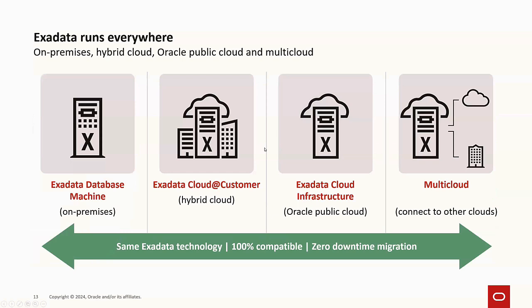So the first bit we'll look at is deployment. Exadata runs everywhere. If you want a fully on-prem environment, you can have a physical Exadata box put into your data center. If you want to have something physical but still leverage the cloud, then you can have Cloud at Customer, where you're bringing the cloud to your data center. And then you have Exadata Cloud Infrastructure on the public cloud and Exadata on multi-cloud. So you can have it on-prem, private cloud, public cloud, or multi-cloud. It's extremely flexible in its deployment options.